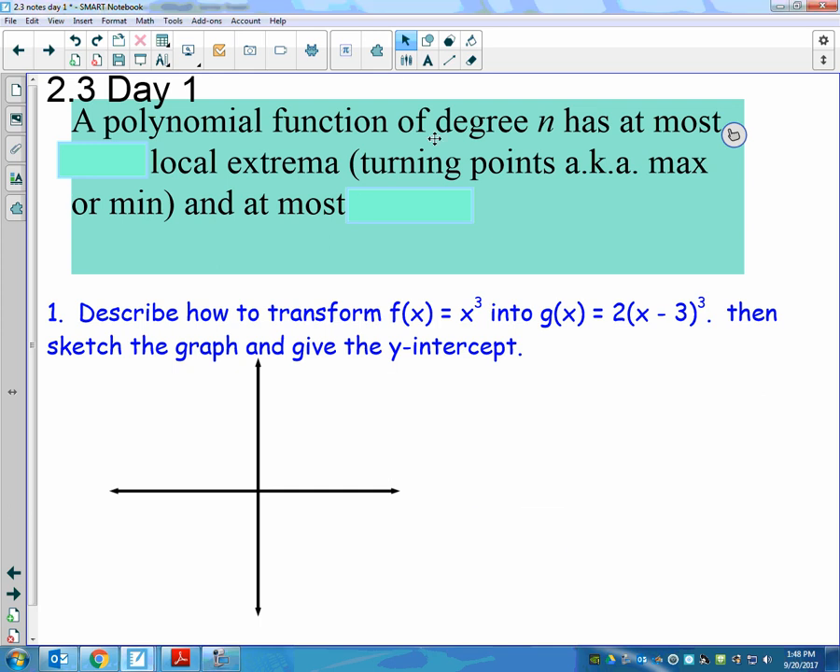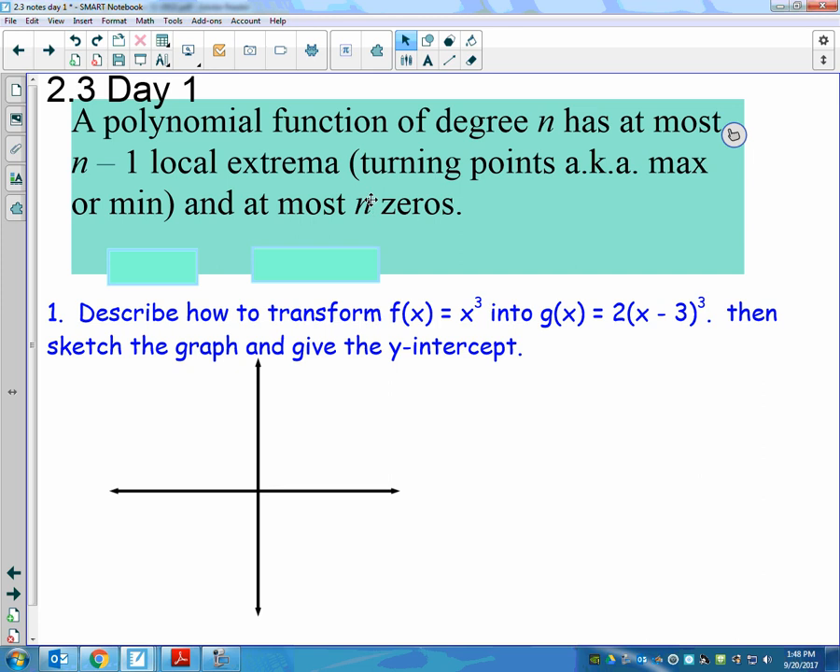All right, a polynomial function of degree n has at most n minus 1 local extrema and at most n zeros. This should not really be a new idea, but think about a quadratic. A quadratic is degree 2. So we know a parabola has at most one turning point, because it's one less. And we know that the quadratic has at most 2 zeros. It could be less, but at most 2 zeros.